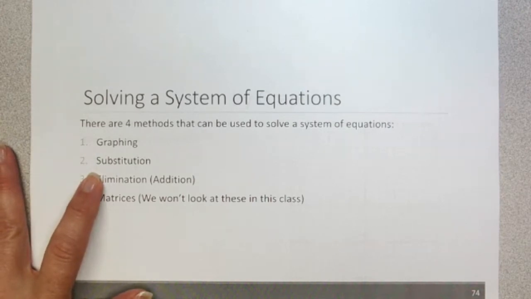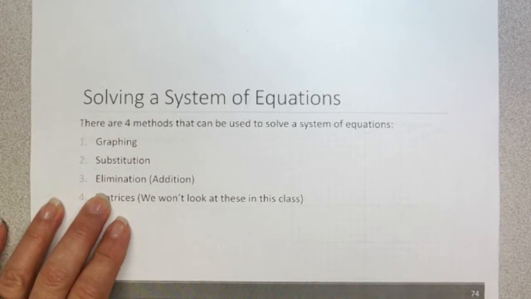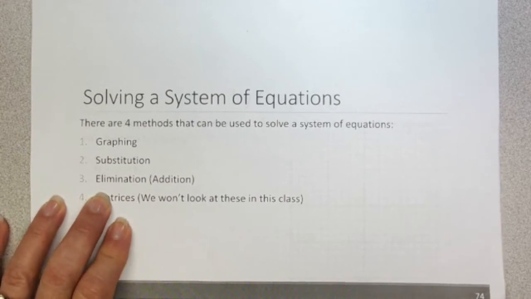This involves solving one of the equations for one of the variables and then substituting that new expression into another equation. The third method that we'll look at is the elimination method, and that's sometimes referred to as the addition method. This method involves adding the equations together such that one of the variables will add out. And often we have to multiply one or more of the equations by some value so that when we add them together, one of the variables adds out.